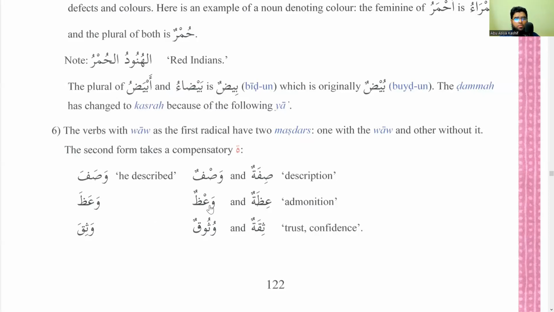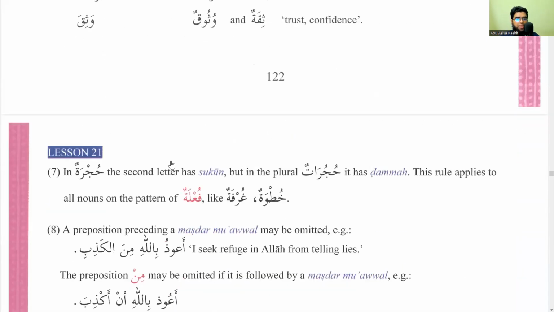Wa'adha is to admonish someone, give a lecture or something. Wa'adhun, wa'adh is the masdar, and idhatun. Wathiqa is to trust, confidence, wathiq. So wathqun or wuthuqun. Oh, they've used wuthuq, confidence, trust. Wuthuq, mithaq, kind of mithaq, and thiqatun, thiqa.